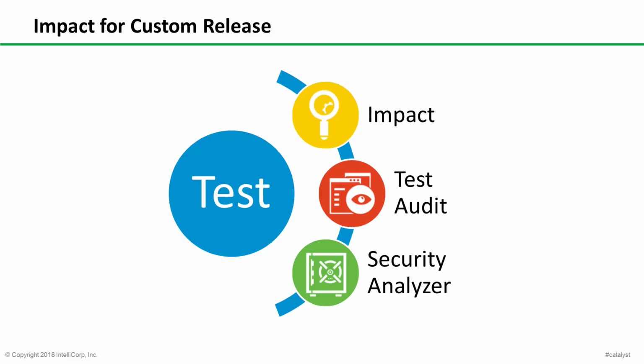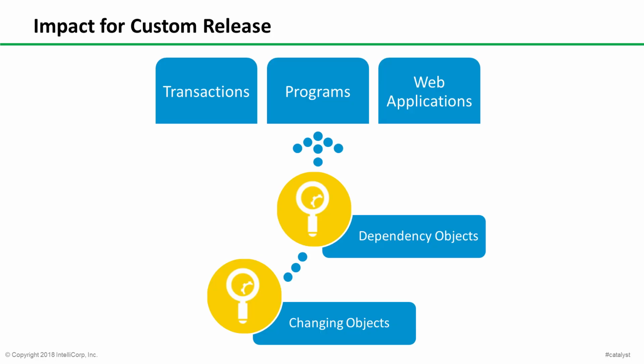Impact for Custom Release is a new app that supports the DevOps test phase, part of our series of test apps including Test Audit and Security Analyzer. It has a bottom-up approach of displaying the results. As it focuses on the changing objects, it analyzes their dependencies and identifies impacted used transactions, programs, and web applications.